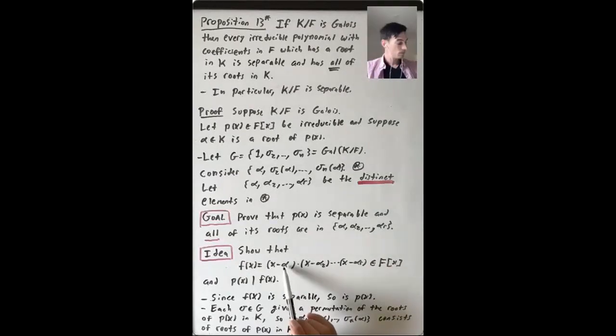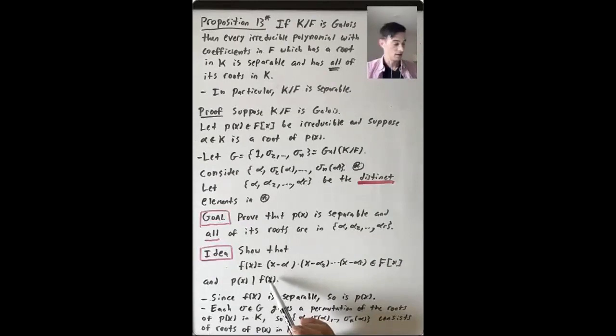So these alphas are in K, so it's clear that this polynomial is in K[X]. But what we're going to prove is that this polynomial is actually in F[X]. So that's something we have to prove. And then we're going to prove that P of X divides this polynomial.